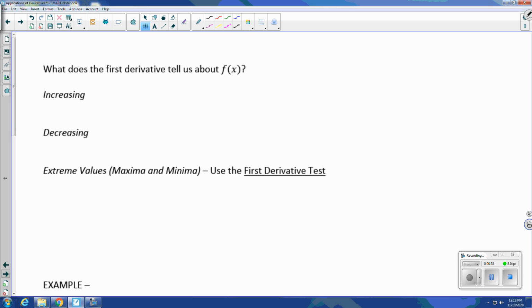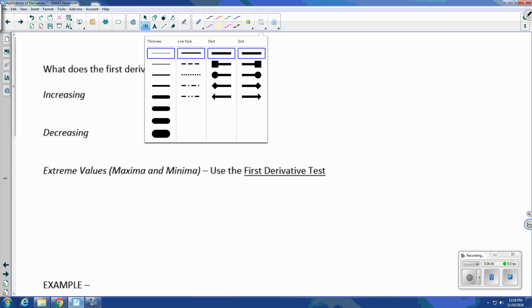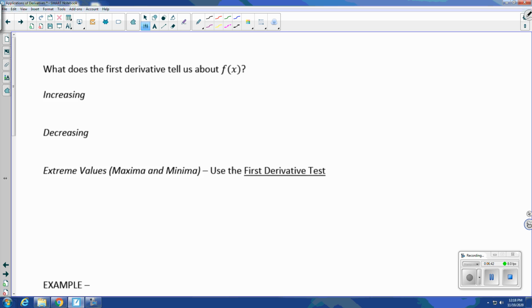Before we jump into the first derivative test, let's just review what the first derivative tells us about our function f of x. Remember that the first derivative represents an instantaneous rate of change. And if we have an instantaneous rate of change that is positive, we will have a function that is increasing in value. So to determine where f of x increases, I'm looking to see where f prime of x is greater than 0. And f prime of x being less than 0 will indicate I have a negative rate of change, and therefore the function is decreasing.